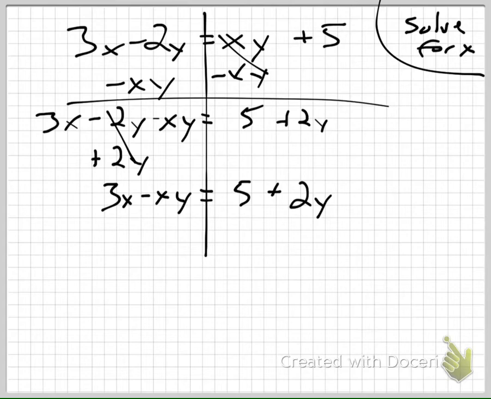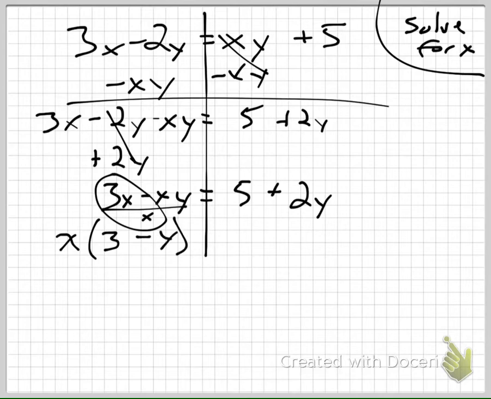I'm going to use the distributive property here to pull out something. I'm going to pull out what I can from this term and this term. What can I pull out? X. So I'm going to pull out an x. We did this a little bit last year. What I'm doing here is, in essence, dividing that thing by x. I'm pulling that x and shoving it out here. What is 3x divided by x? 3 minus y.